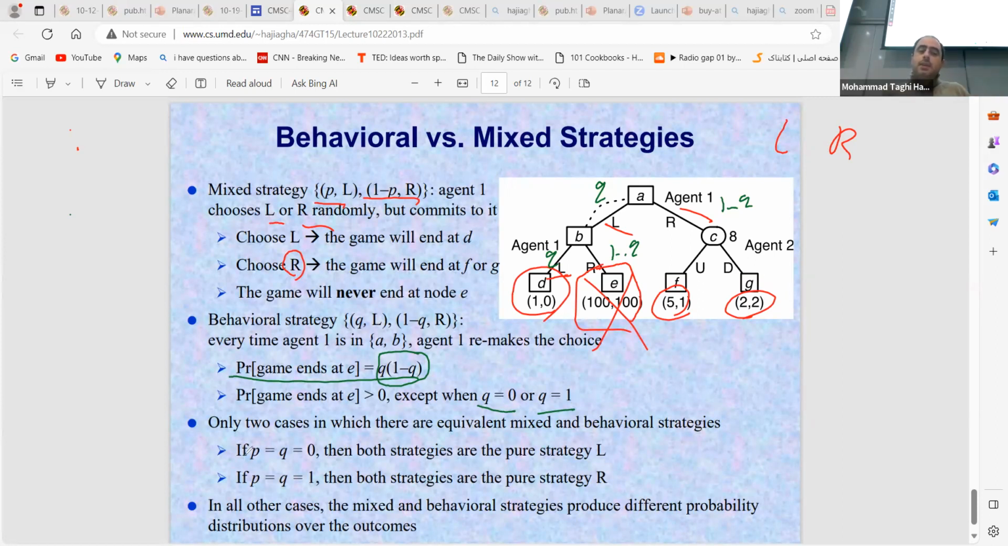If P and Q are both equal to 0, then you can say that we are always going to L, and this would be equivalent. If P and Q are both 1, then both strategies end at a pure strategy, that would be essentially pure strategy R. So if P and Q are both 0, or both 1, these two will be equivalent, these actions that you have.